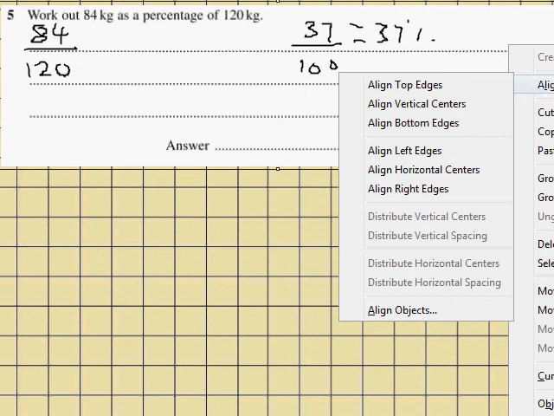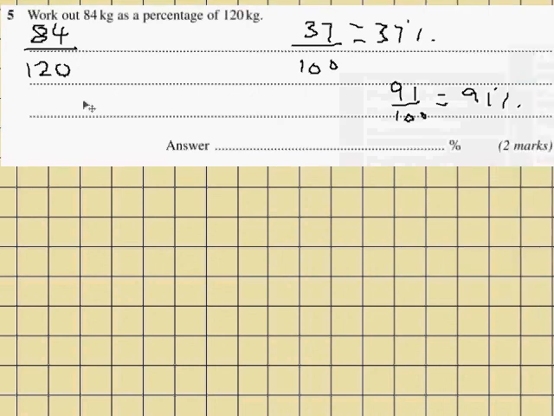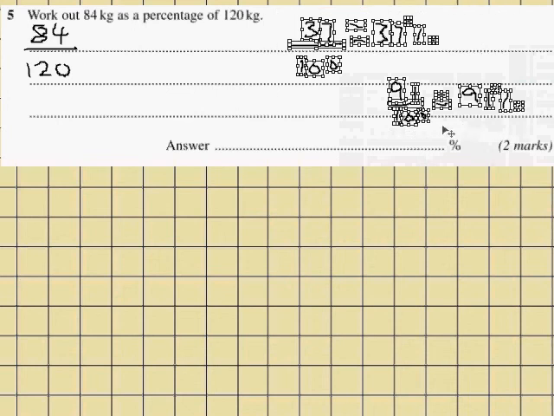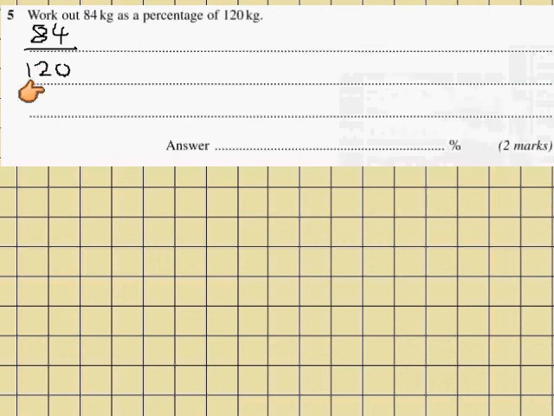So how can you get this to be over 100? At the moment it's 120. One way would be to divide it by 120, which would make it 1, and then multiply it by 100 to make it 100. That would work, and that will always work. But I don't really like the look of dividing 84 by 120.